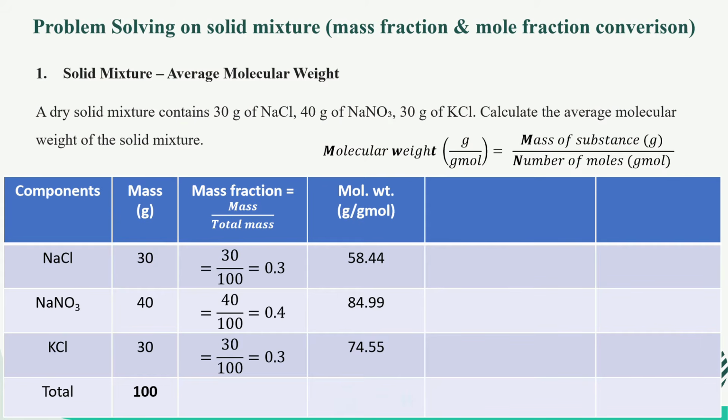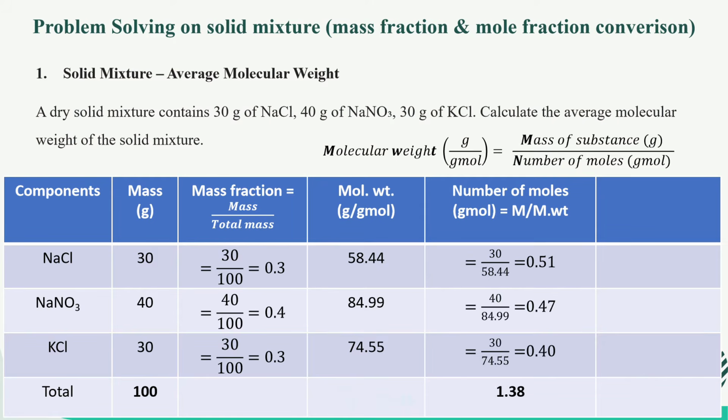Now I want to convert this value into mole fraction. So I use molecular weight, because molecular weight relates mass and moles. I write the molecular weight in the center of the column; usually it will be given in the question. By rearranging this equation, I can get the number of moles: number of moles is equal to the ratio of the mass of the substance and the molecular weight. In this case, the mass is 30 for NaCl and the molecular weight is 58.44, so the ratio comes to 0.51. Similarly, I find the values for the other 2 components.